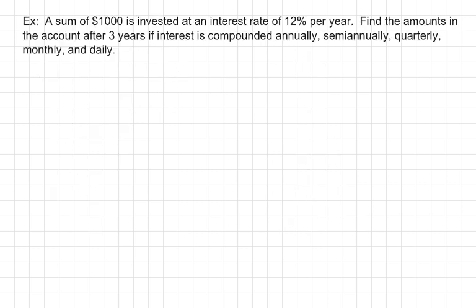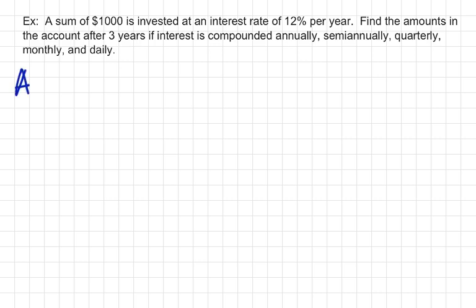Let's talk about how to do a compound interest problem. A sum of $1,000 is invested at an interest rate of 12% per year. Find the amounts in the account after 3 years if interest is compounded annually, semi-annually, quarterly, monthly, and daily. All right, so let's start with the first one, which is annually.